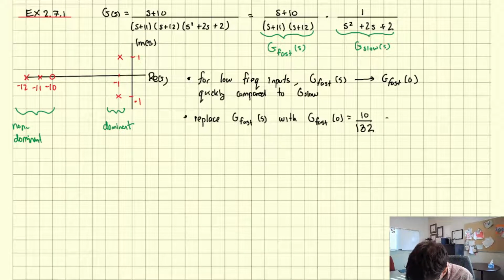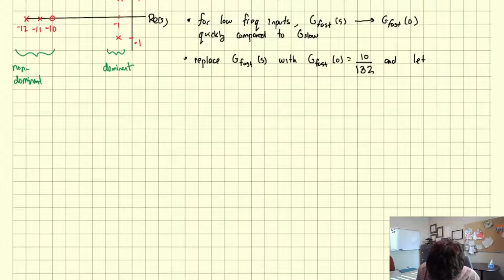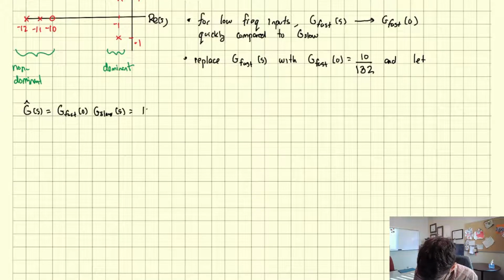And we let G hat be sort of our approximation of G. So G hat will be G fast of 0 times G slow of s, which in this case is 10 over 132, times what's left.